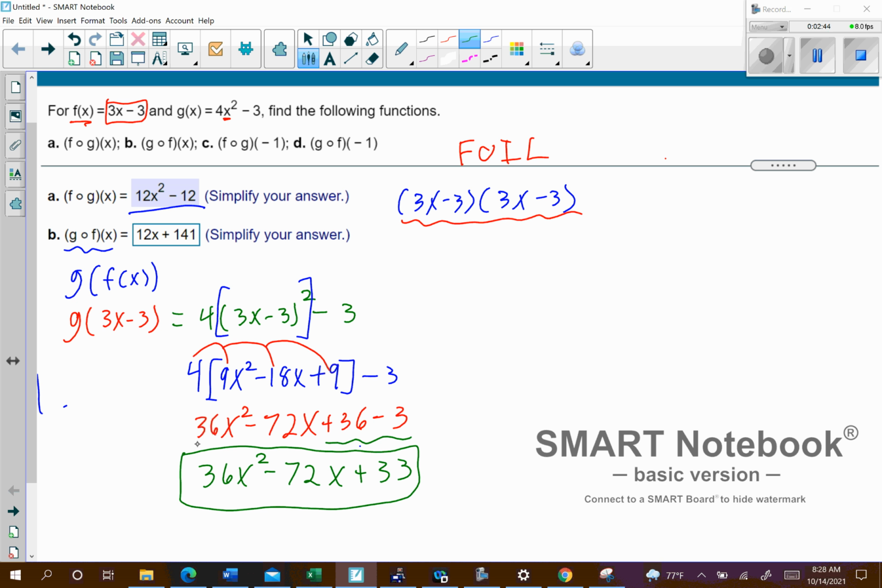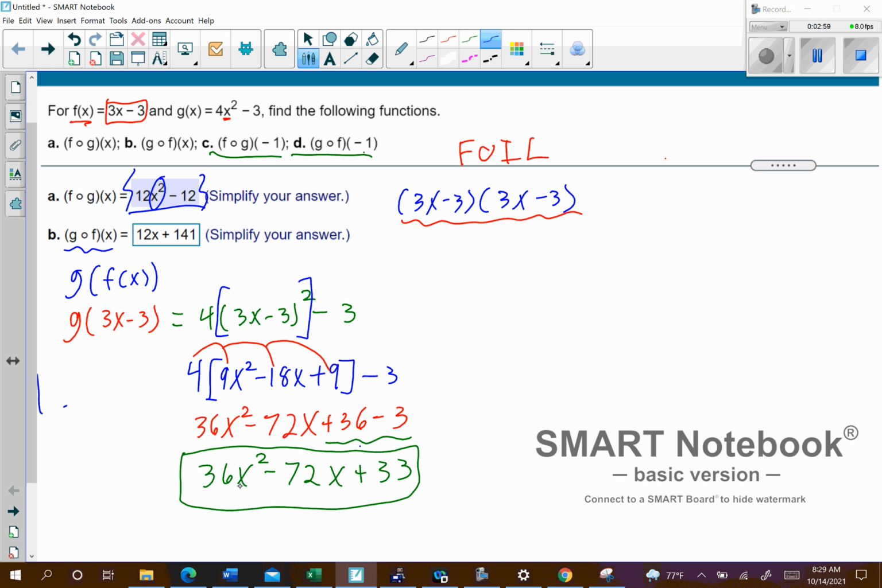And then part C and D are actually pretty simple. They just want you to plug in -1 for the x value and simplify it. And so I'll let you go ahead and do that, but basically just plug in -1 here and simplify the expression, and you should end up with a number.